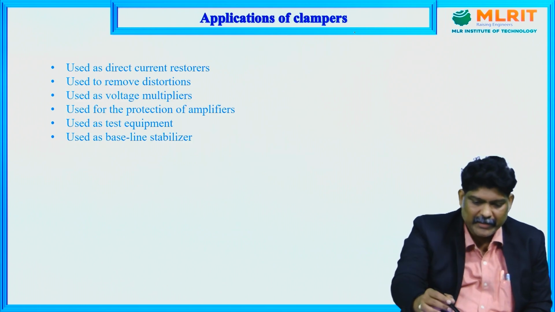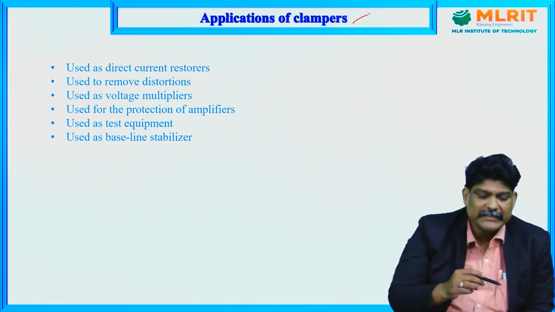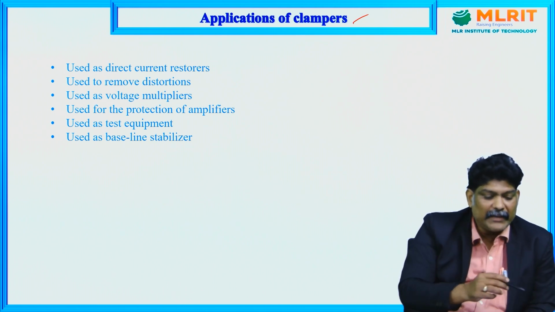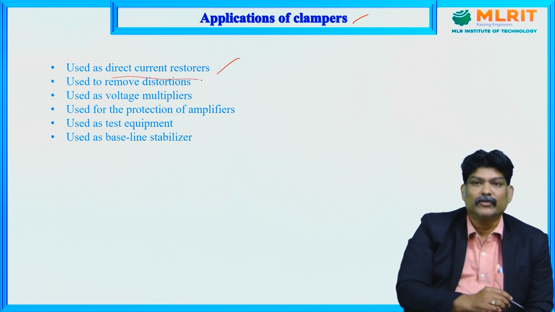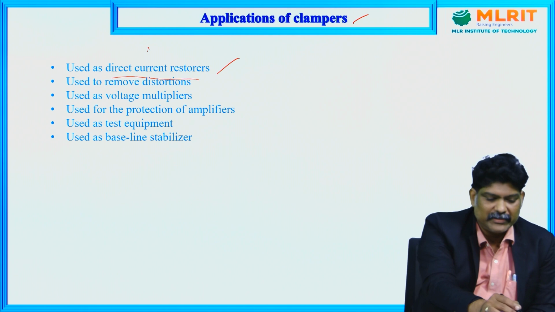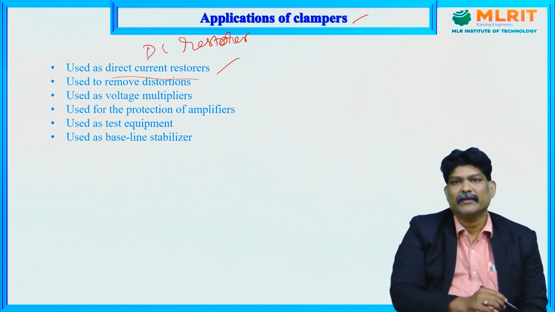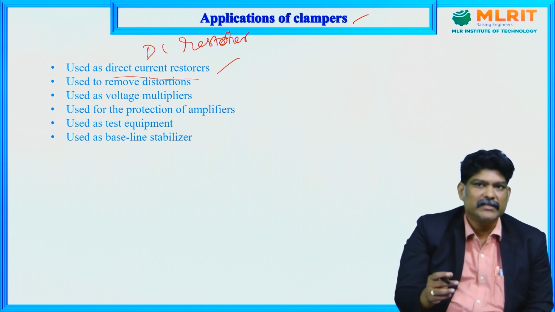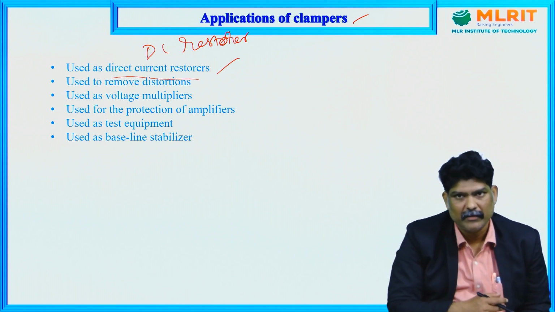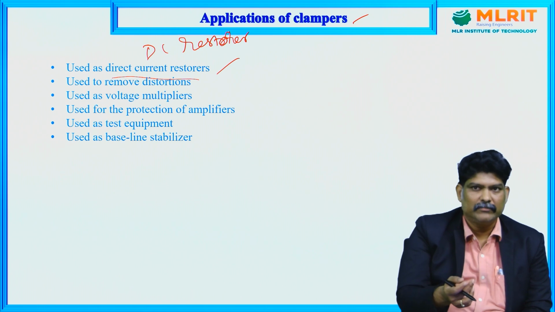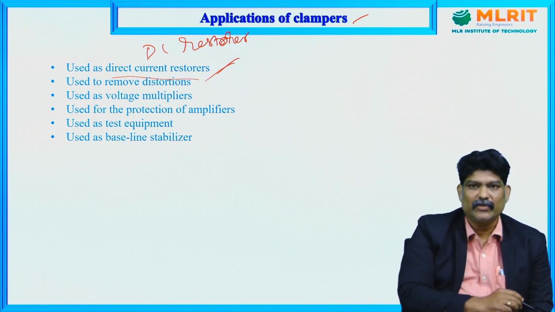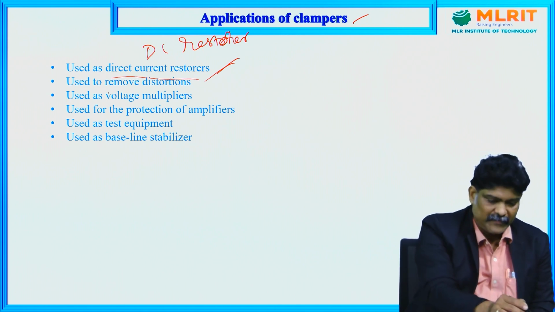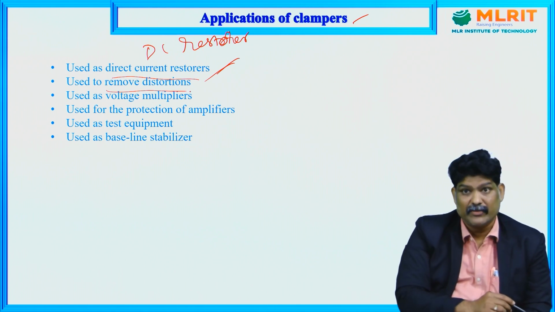So let us see the applications of clampers. These clampers are used as direct current restorers, that is, DC restorers. In some specific applications in digital circuits, DC restorer circuits are required. In such cases, a combination of capacitor and diodes is used. DC restorers are very useful, and clampers are also used to remove distortions.